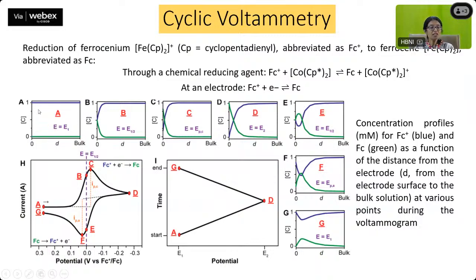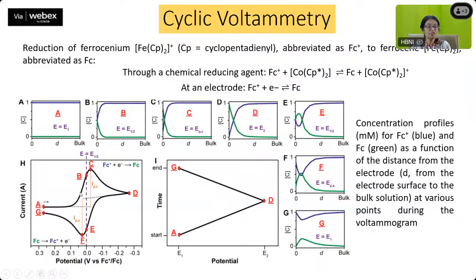And with this, over here, this A, B, C, D, E, F, G, the small graphs are showing you the concentration profiles, where blue is for the Fc+ ions, whereas green is for Fc, that is ferrocene, as a function of the distance from the electrode surface to the bulk solution at various points during the voltammogram. So you see over here how the concentration is changing. In this case, at A the Fc+ concentration is maximum, whereas Fc is 0. And gradually, as you keep on changing the potential, the concentration keeps varying.